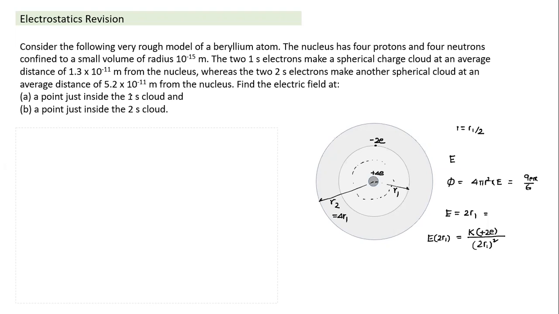Just inside the 1s cloud, what will be the field here? Just inside the 1s cloud, the field will be equal to E at R1 minus dr. In that case, charge enclosed is 4e, so the field will be equal to K into 4e divided by R1 square. So this is pretty simple. It's a simple application of Gauss law. We can easily calculate.